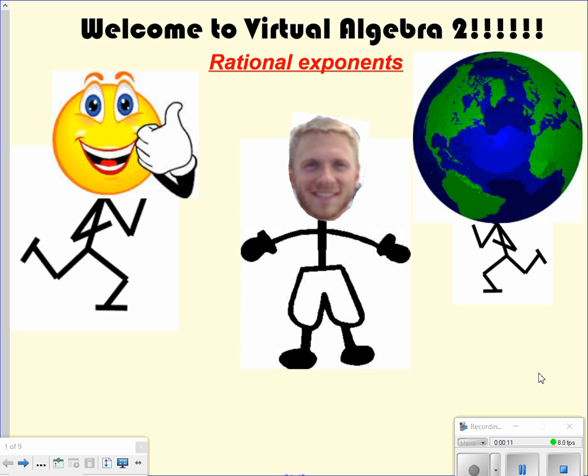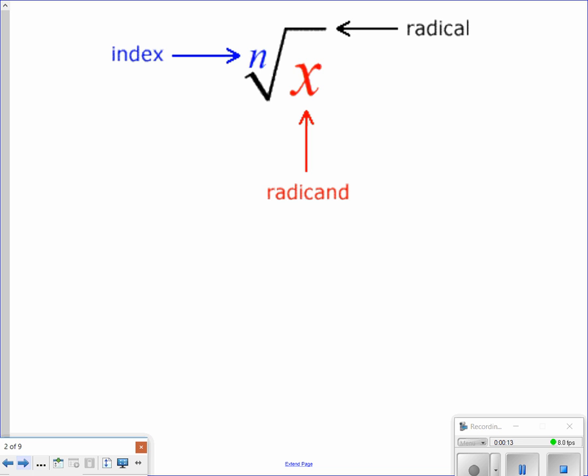So before we get started, a quick little bit of vocabulary. We've got words like index, radicand, and radical that we're going to be talking about a lot. I want to make sure we're clear on that. Index is this little number next to the radical sign. It tells you which root you want to find.